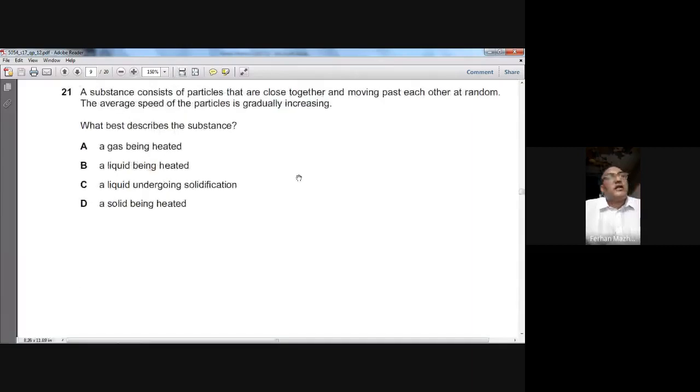Question number 21. A substance consists of particles that are close together and moving past each other at random. The average speed of the particles is gradually increasing. You see, it's a description of a liquid: close together and moving past each other at random. If the average speed is increasing, it means that it is being heated. So it's a liquid being heated. Question number 21, B is the choice.